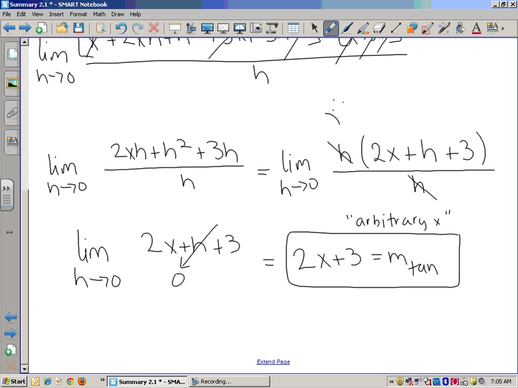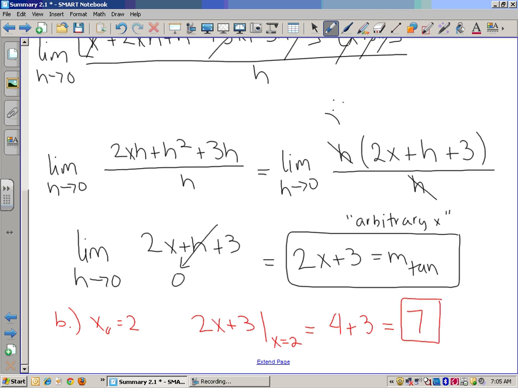And now it says use the formula to find the slope at the given value of x. For part B, it's telling me that x naught was equal to 2. So 2x plus 3 evaluated at x equals 2 is going to give me a slope of 7. Ta-da! Okay, that's the answer. Now, I'm going to let you try one on your own, and then I'm going to work it, but I'm going to stop the tape. I don't want you to listen to me do it. I want you to do it, and then I'll talk through it after.